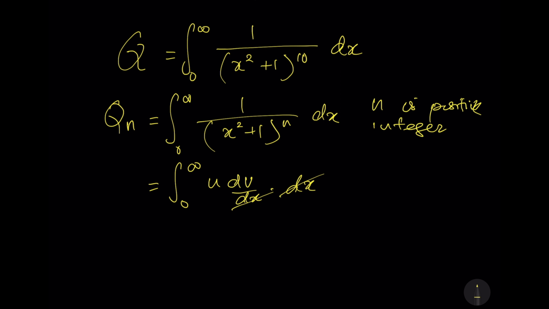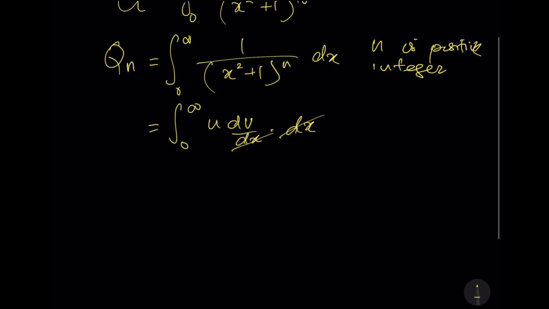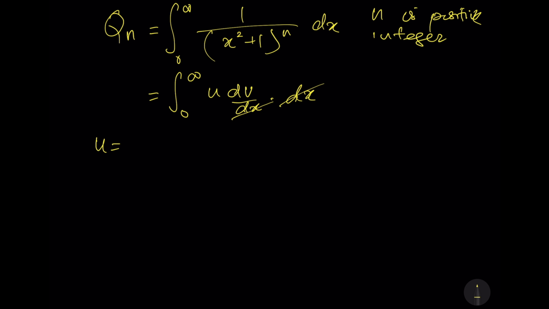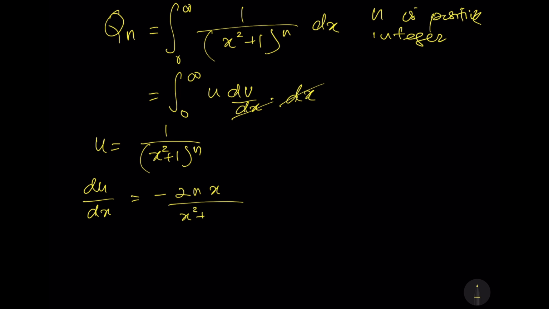In this format, we can solve it using integration by parts, where u is equal to 1 over (x squared plus 1) to the power n, and du over dx equals negative 2nx divided by (x squared plus 1) to the power n plus 1. Meanwhile, we define dv over dx equals 1, so therefore v is equal to x.